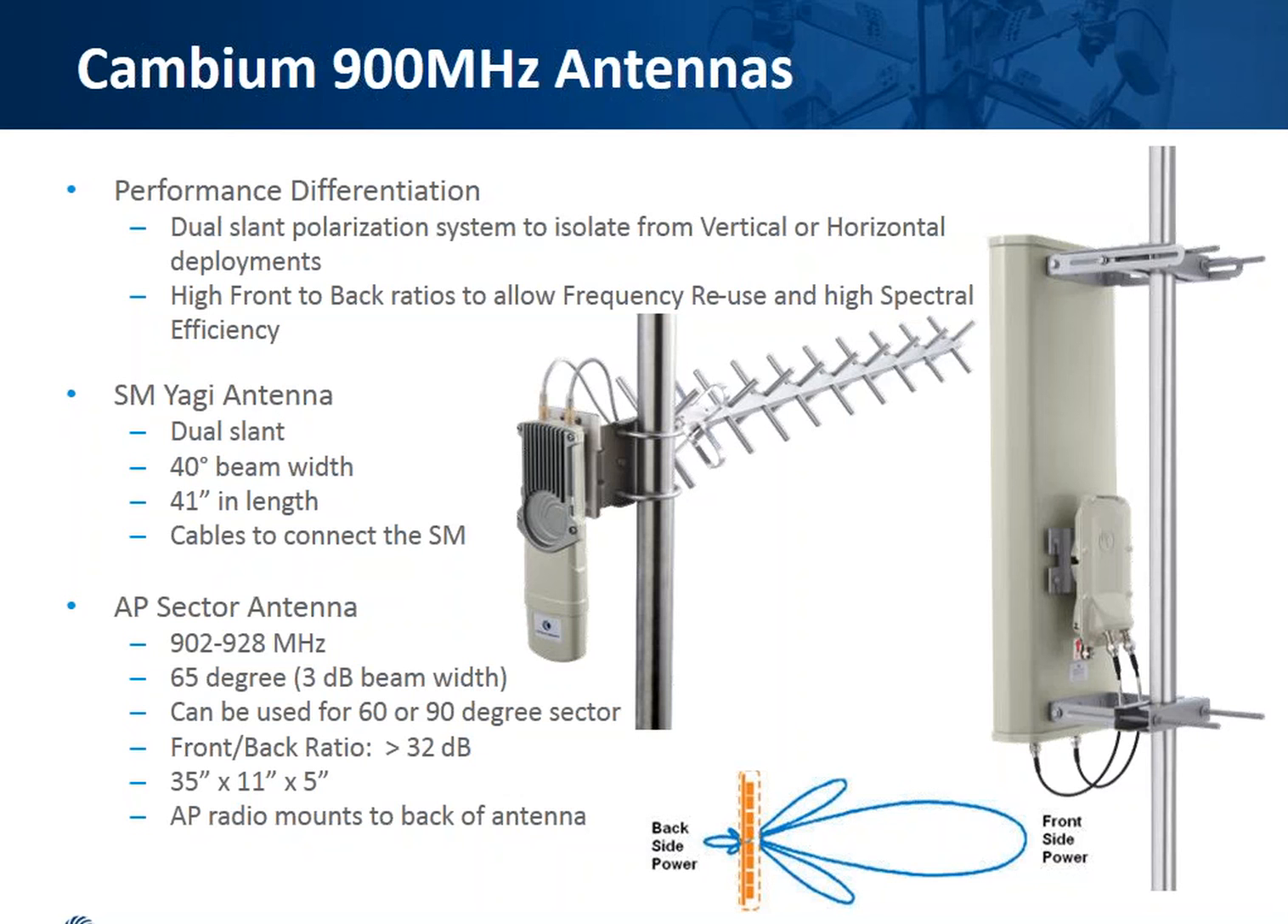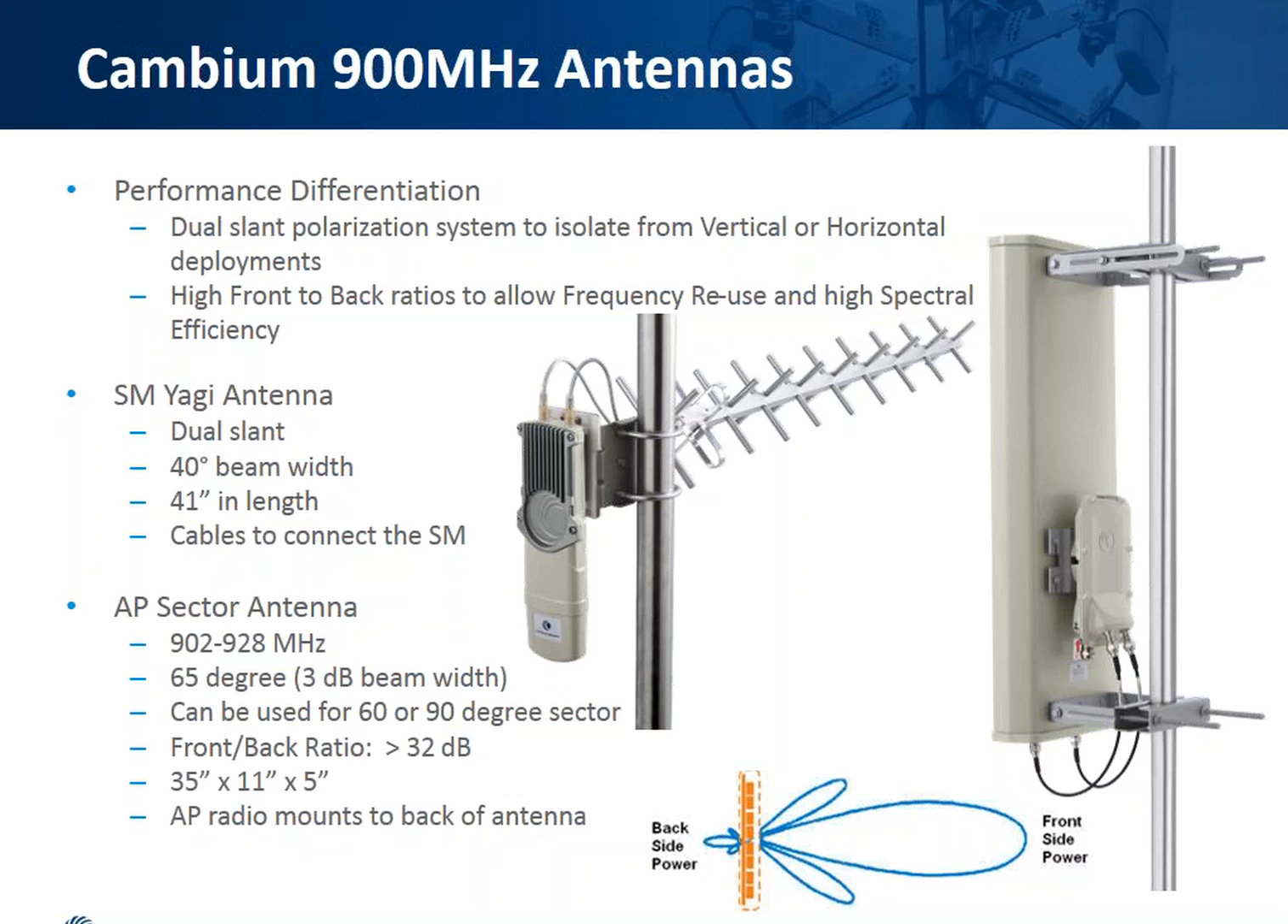They're dual slant polarization, which affords you a little bit of isolation against both vertical and horizontal antennas, which are typically what's used out there for other systems, including the smart grid and meter reading type of SCADA systems that are existing. So this dual slant provides some isolation against either vertical or horizontal. And the other very important fact of these antennas is that the high front-to-back ratio allows that frequency reuse and the ability to use the entire spectrum.